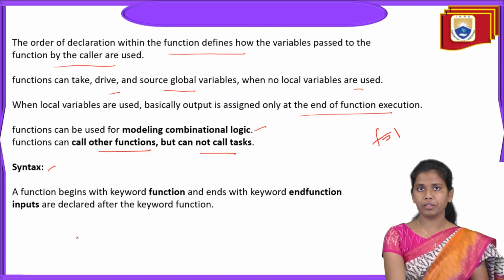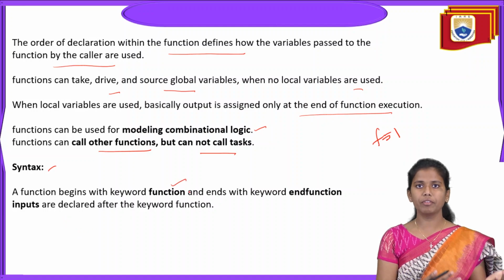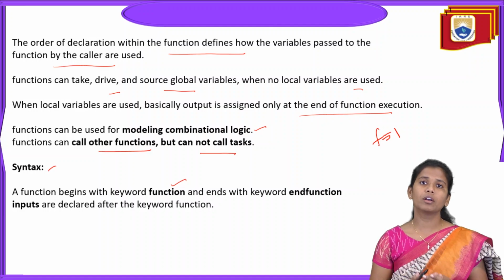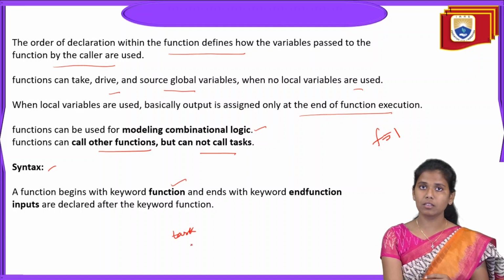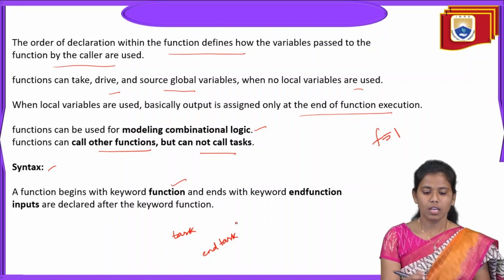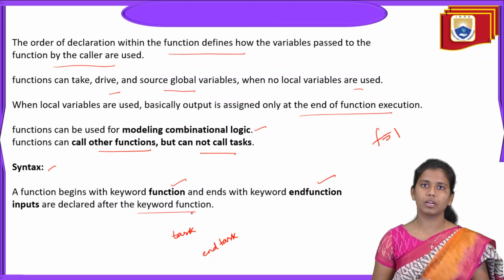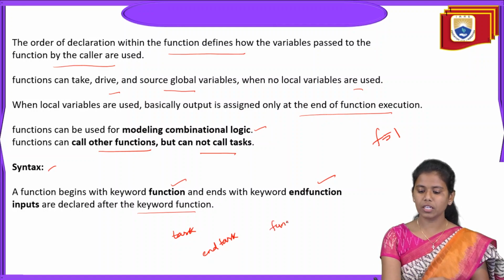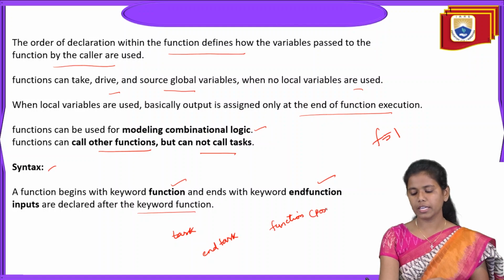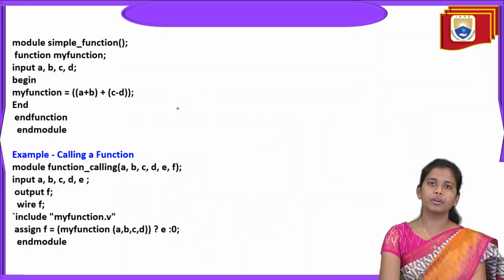Then for the function we have a syntax. A function begins with the keyword function. When you perform a task, you start your code with task and end it with endtask, right? But a function should begin with the keyword function and end with the keyword endfunction, and inputs are declared after the keyword function, in the port list.